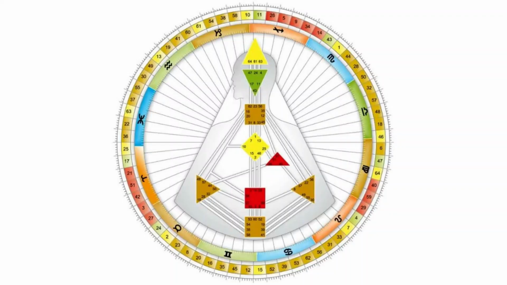Gate 35. Progress. Location, throat center. Channel 35-36, the channel of transitoriness. Circuit, collective sensing circuit, abstract process. Theme, the gate of change, the hunger for new experiences.